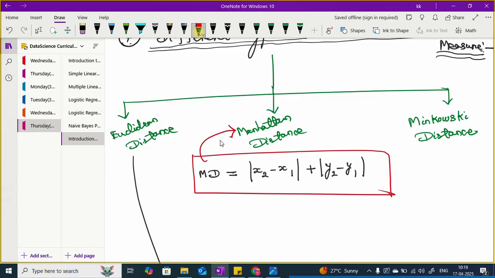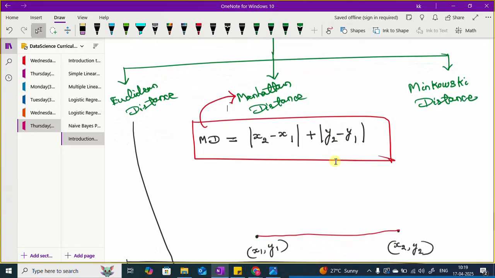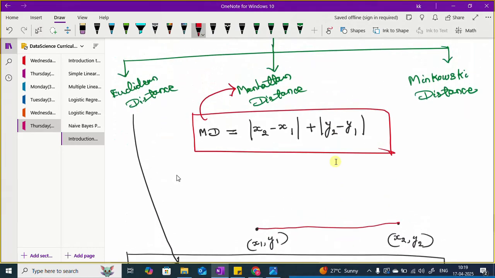Okay. Now the third one is Minkowski distance. Okay, let me write down here. So let me use black color. Minkowski distance. Here a little bit of a twist is there. What is that?